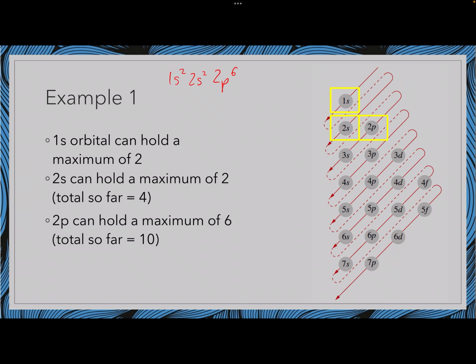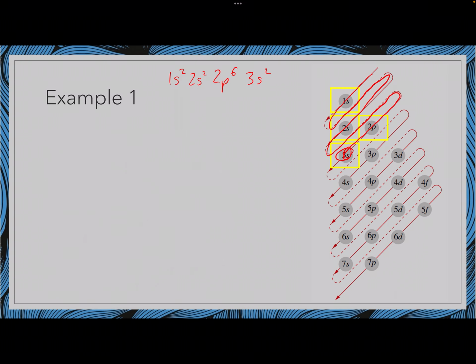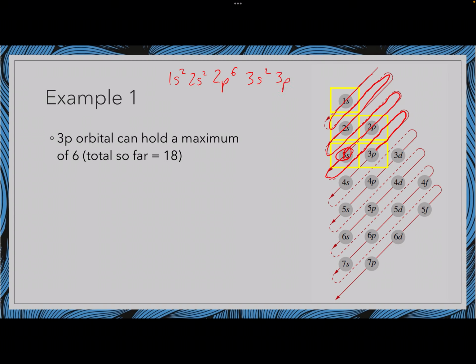Next, follow our little curvy thing. It's next going to be 3s. 3s can hold a maximum of 2, so it'll be 3s2. We can then start to move on. What's next after 3s? We follow our line. It's going to be 3p. So 3p can hold a maximum of 6. So if we add that on, we're now at 18 electrons.